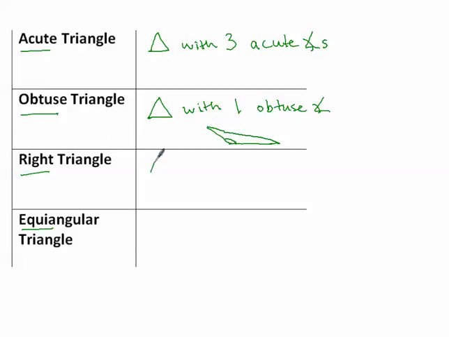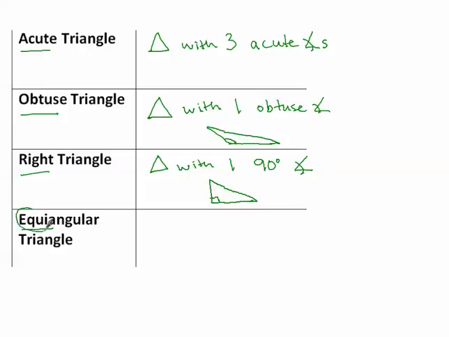What is a right triangle? That's a triangle with 1 right angle, which is a 90-degree angle. If you're drawing a picture of that, you're going to first start with a 90-degree angle and then connect to make the 3rd side.